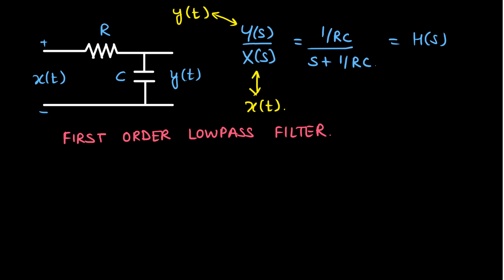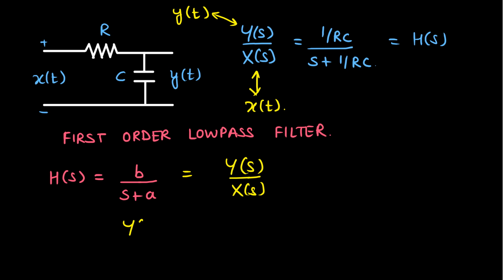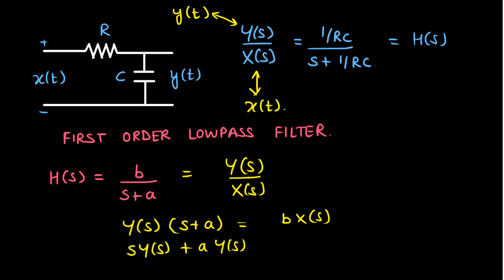So in general, we can write this first order low pass filter as H of S equal to B divided by S plus A, which is equal to Y of s divided by X of s. So what we have is Y of s into s plus a is equal to b into X of s. So this is s into Y of s plus a into Y of s is equal to b into X of s.